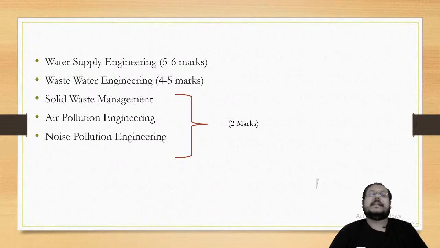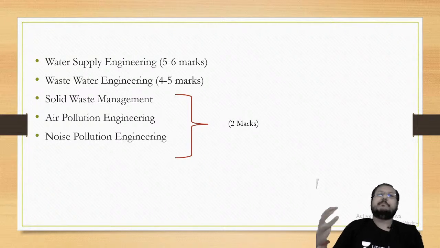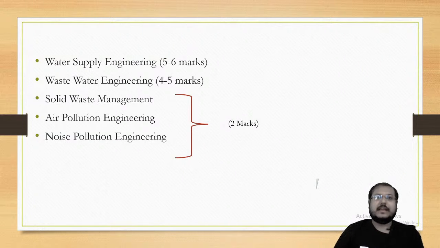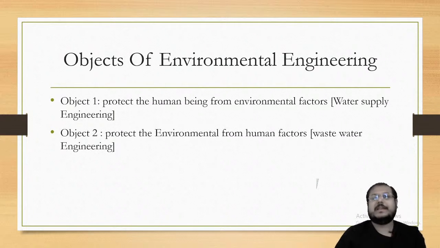सो इन वाटर सप्लाई इंजीनियरिंग हम क्या कर रहे हैं? इन वाटर सप्लाई इंजीनियरिंग में हम जो नेचुरली जो पॉल्यूटेंट और इम्प्यूरिटीज प्रेजेंट है पानी में, जो हमारे सेहत के लिए हानिकारक है, उसको हम हटाने का कोशिश कर रहे हैं. सो इवेंचुअली our first object that protect the human being from environmental factors is being dealt in the water supply engineering segment.